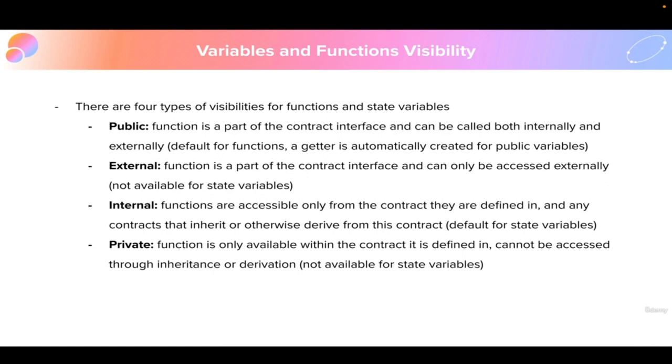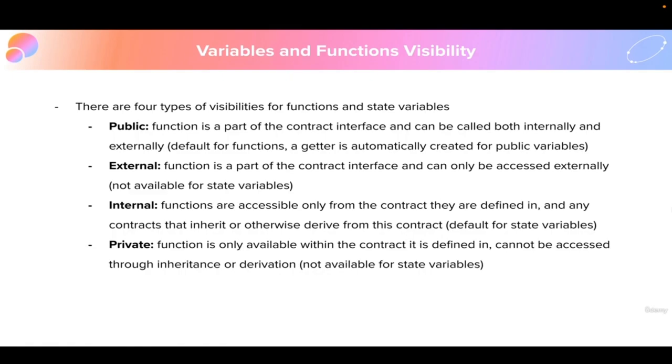Next, we have external. External functions are also part of the contract interface, but can only be called externally. This means you cannot access external functions from within your own contract. External is not available for state variables. Internal functions are accessible only from the contract they are defined in and any contracts that inherit or otherwise derive from that contract. Internal is the default for state variables. Private functions are only available within the contract they are defined in. They cannot be accessed through inheritance or other derivation. Private is not available for state variables.